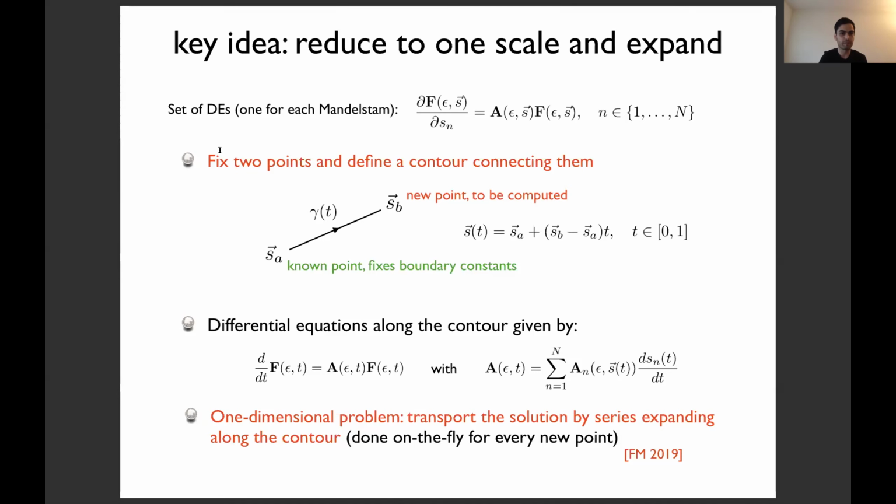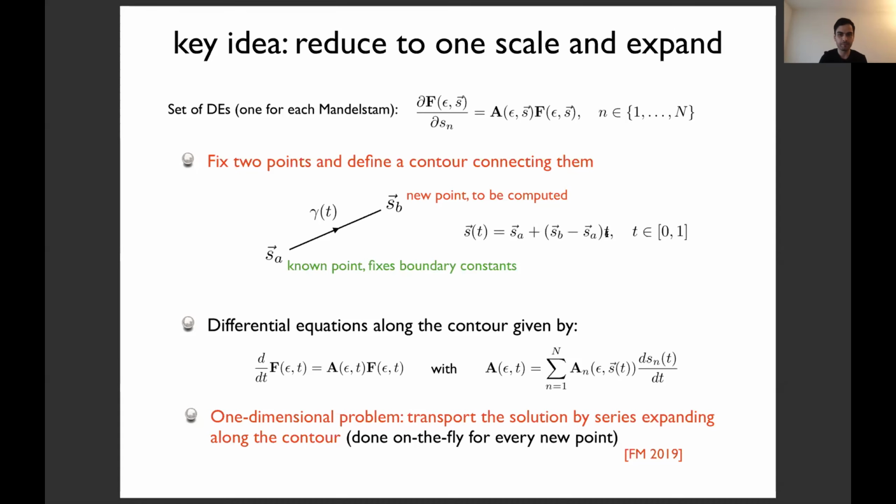We start from several sets of differential equations. We have a set of differential equations for each Mandelstam variable. And then what we do is to take 2 points in the kinematic space and we fix them. One point, I'm assuming, is a point where we know the value of the integrals. And another point is the one where we want to compute the value of the integrals. So the first step is to define a contour connecting these 2 points. And this is very simple. We just express our full set of Mandelstam variables in terms of this parameter t, which is the contour parameter.